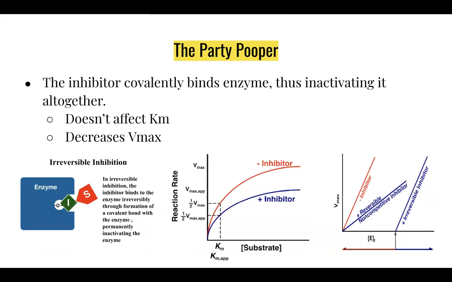Here we present the party pooper, also known as the irreversible inhibitor. This inhibitor covalently binds the enzyme, thus inactivating it altogether. This action does not affect Km, but decreases the Vmax. The Michaelis-Menten plot for an irreversible inhibitor resembles that of a non-competitive inhibitor. The only way we can distinguish between the two is by viewing the Lineweaver-Burk graph. In this case, the enzyme will be inactive until all of the inhibitor is used up.